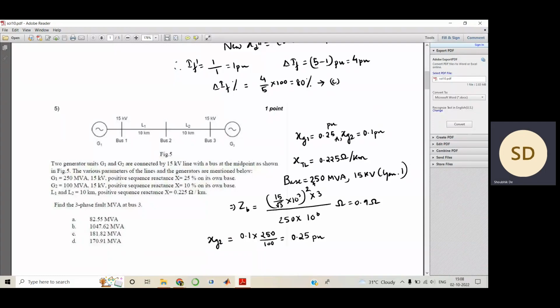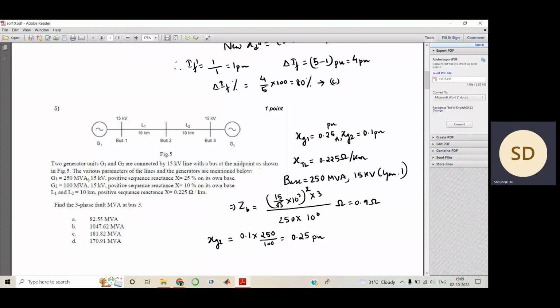So let's look at problem number 5. Two generator units G1 and G2 are connected by a 15 kV line with a bus at the midpoint, as shown in figure 5. So this is basically the system. There are two generators G1 and G2 connected by these transmission lines, L1 and L2. They have stated that the various parameters of the lines and generators are mentioned below.